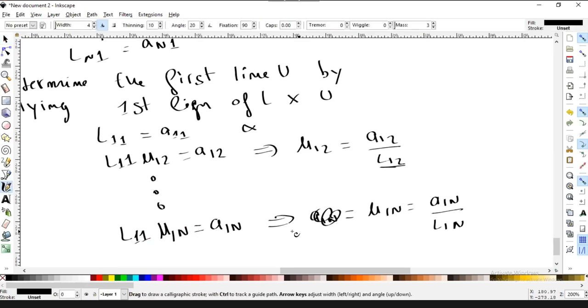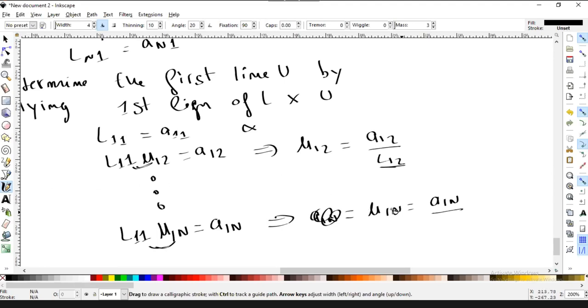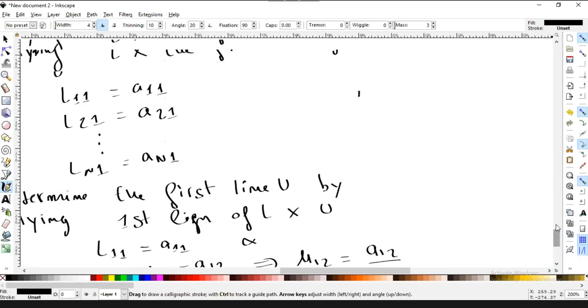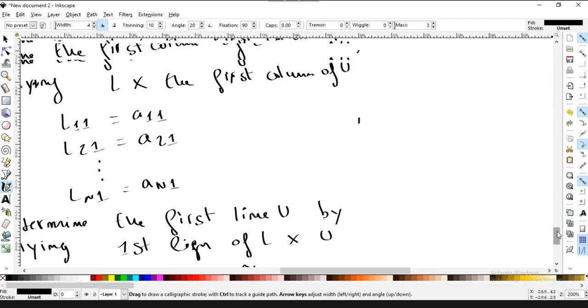U1N, now it's correct. This index must be the same as this one, and this one must be the same as this one. So U1N is equal to A1N over L1N. Okay, now it's correct. And now for the second step, you do the same thing.